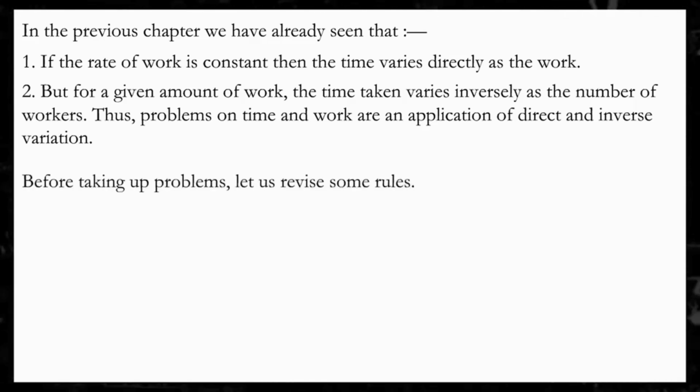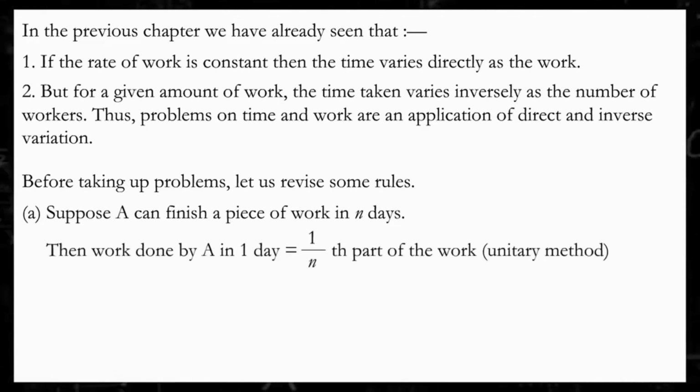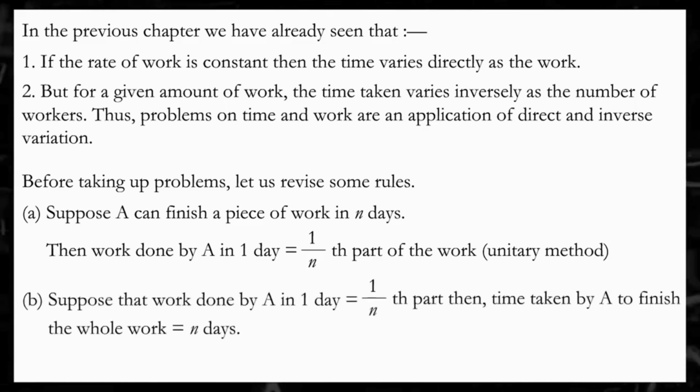Before taking up problems, let us revise some rules. A. Suppose A can finish a piece of work in n days. Then work done by A in 1 day is equal to 1 upon nth part of the work, unitary method. B. Suppose that work done by A in 1 day is equal to 1 upon nth part, then time taken by A to finish the whole work is equal to n days.